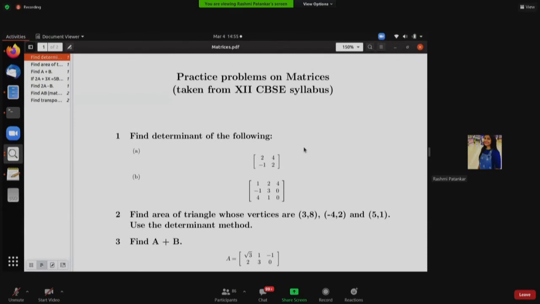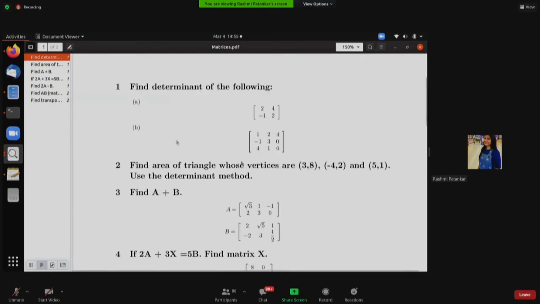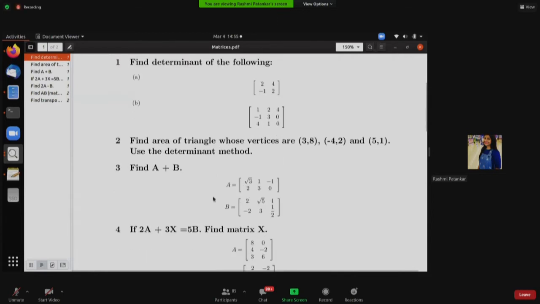As Vinita ma'am has said, we have taken some examples from the 12th standard CBSE syllabus on matrices. So, these are those examples. In the very first example, we have been asked to find out the determinant. We have already learned how to find a determinant from the spoken tutorial, right? In this example, we have been asked to find the area of a triangle using the determinant method. That also we have learned somewhere. If you know the concepts, then you will be able to solve this particular question.